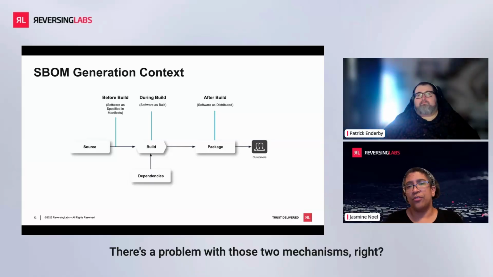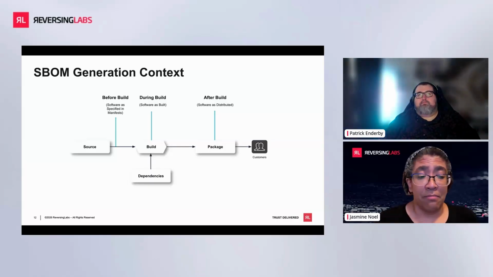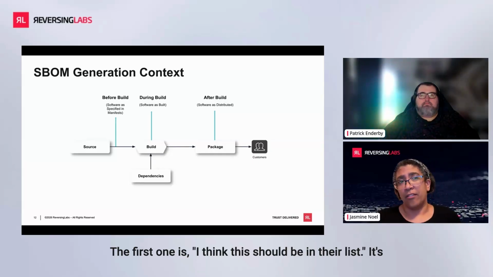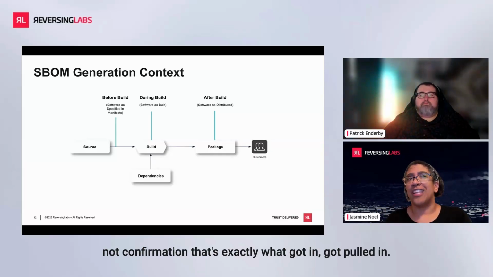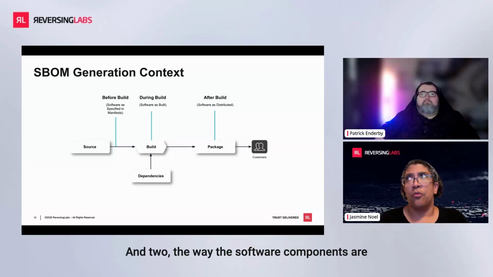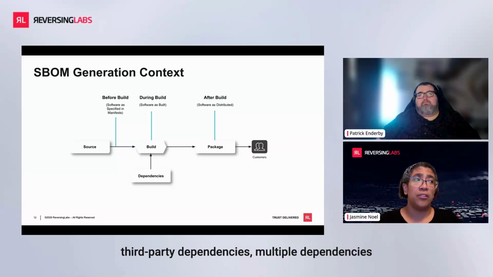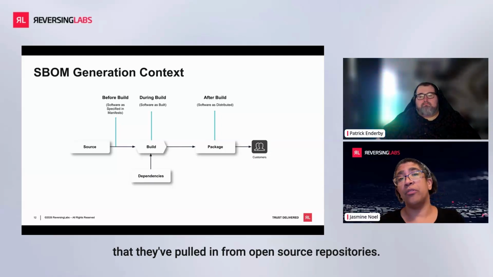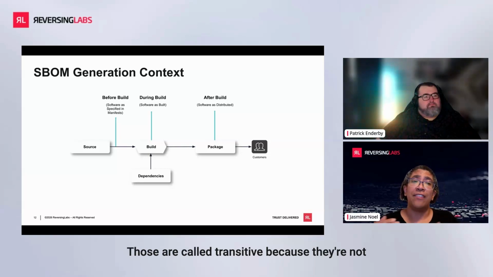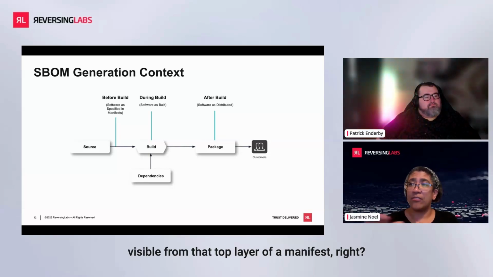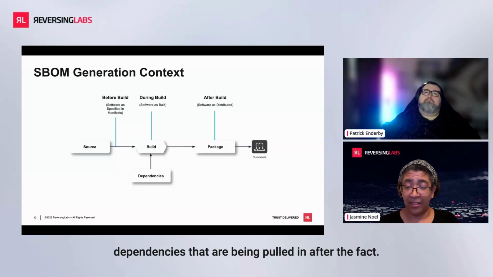Here's the problem with those two mechanisms, right? The first one is, I think this should be in their list. It's not confirmation that's exactly what got pulled in. And two, the way software components are these days is that they themselves have multiple third-party dependencies that they've pulled in from open source repositories. Those are called transitive because they're not visible from that top layer of a manifest, right? So what you end up with is a whole bunch of dependencies that are being pulled in after the fact.